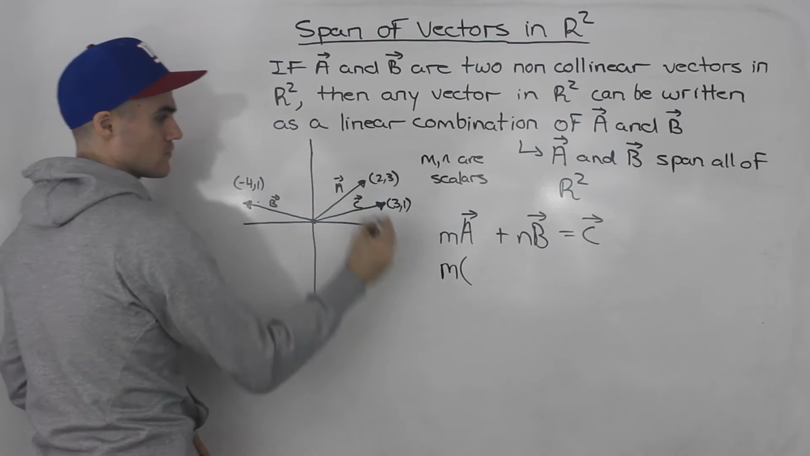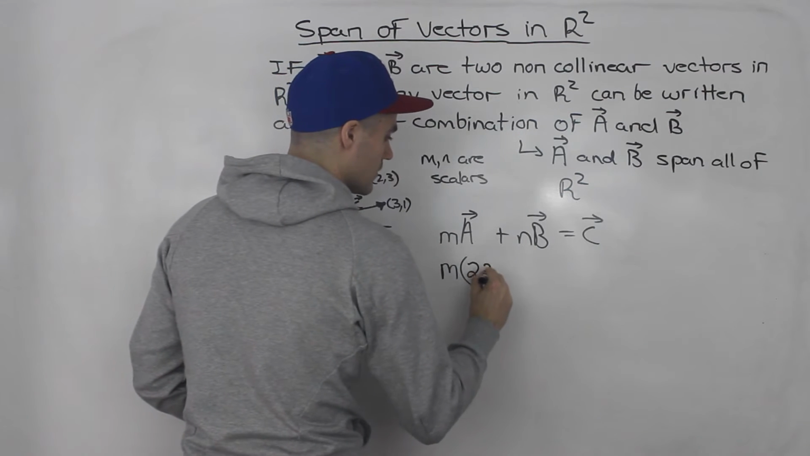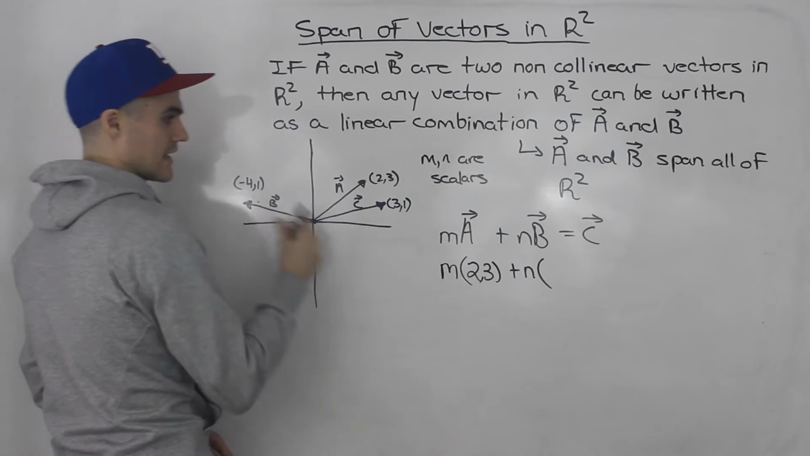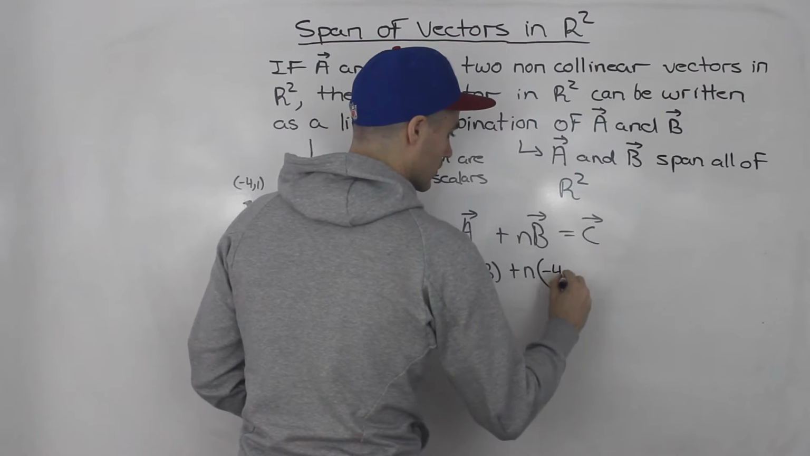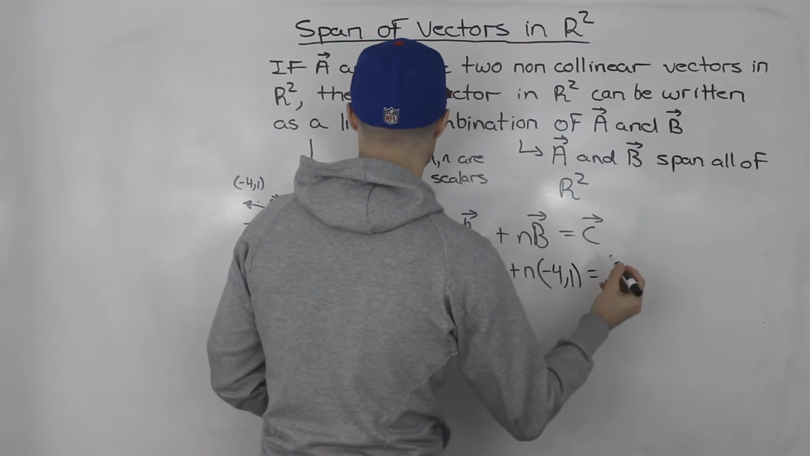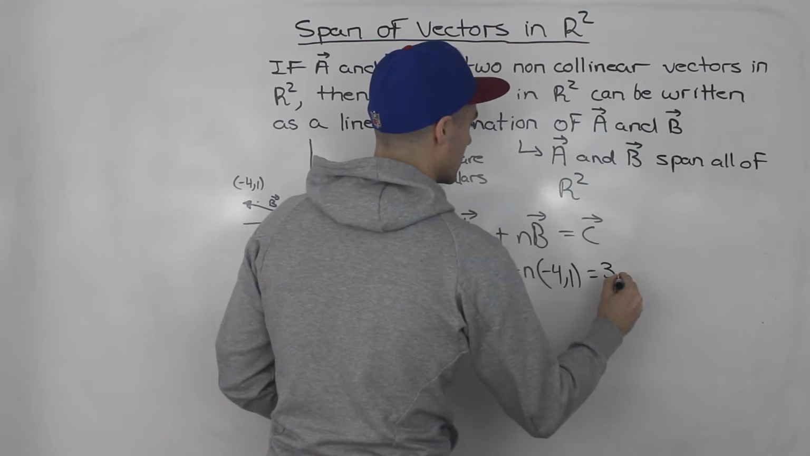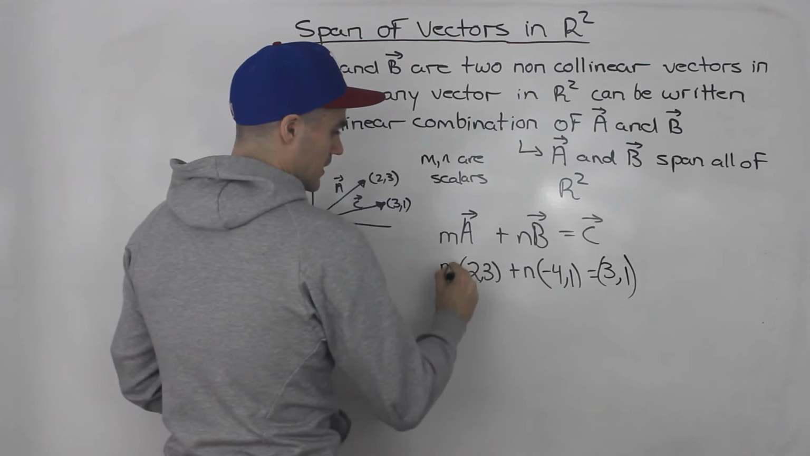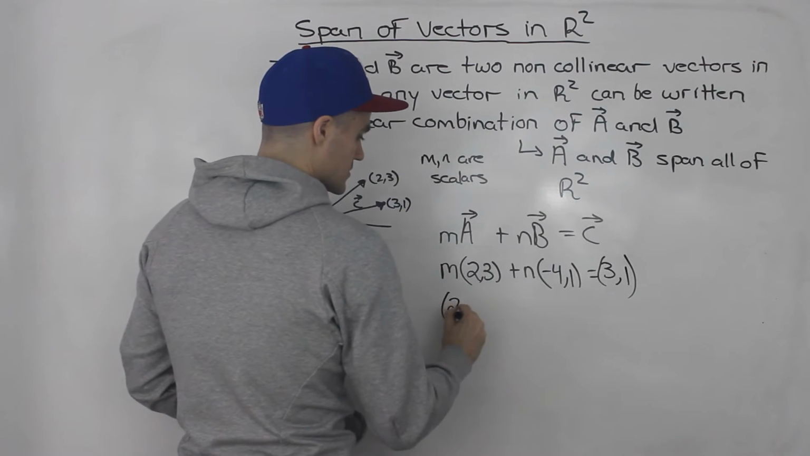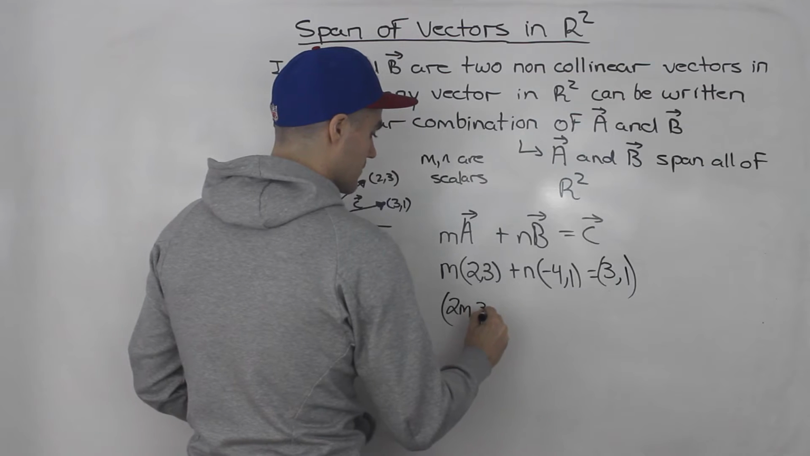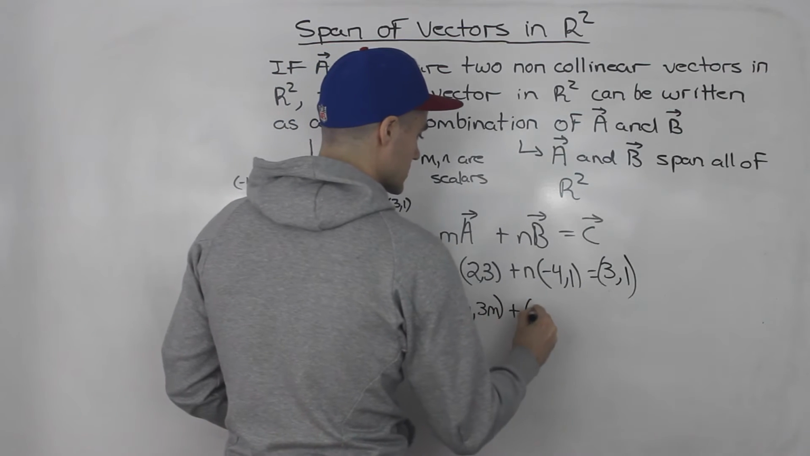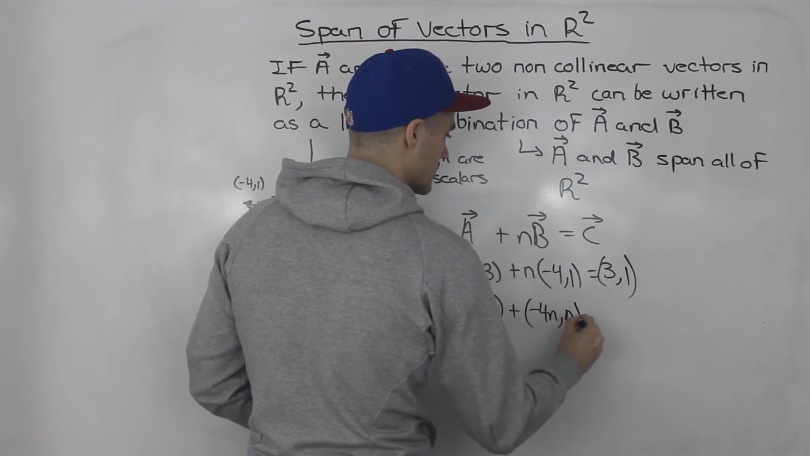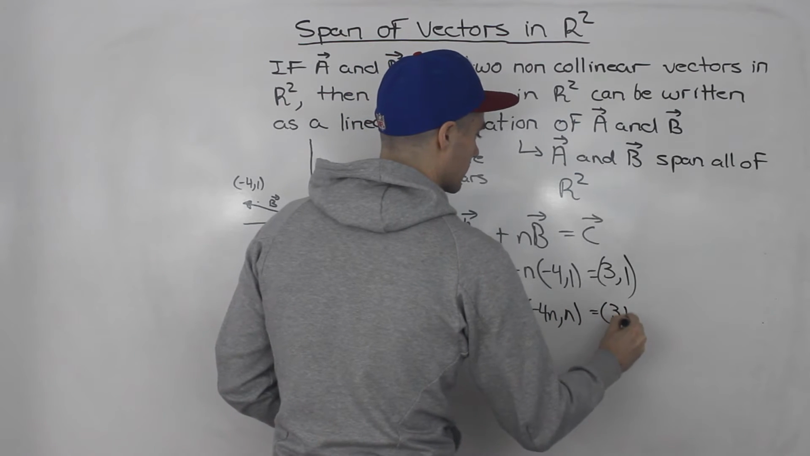So let's plug in the component form for all these vectors. Vector A, we know it's 2 and 3. Vector B, we know it's -4 and 1. And vector C is 3 and 1. Then we can distribute that scalar inside. So we got 2m, 3m, plus -4n, and then 1 times n is just n, equals 3 and 1.